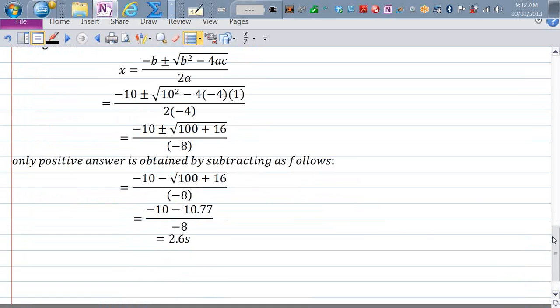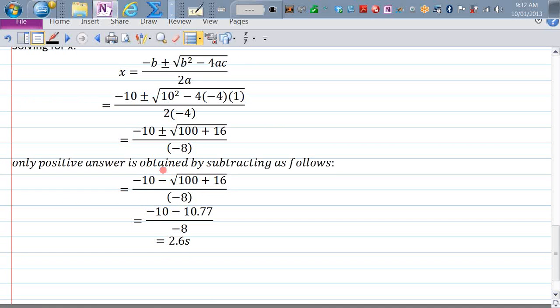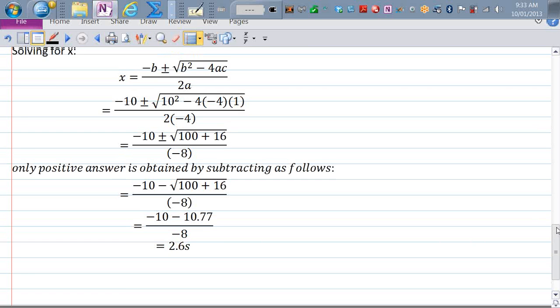So if we took the plus value, then we would get a negative time. So we only choose the minus here instead of the plus. Add 100 plus 16, take the square root, we get 10.77. Minus 10 minus 10.77 over minus 8 gives us minus 20.77 over minus 8. So you can see a minus over minus is a positive, and the answer is 2.6 seconds.